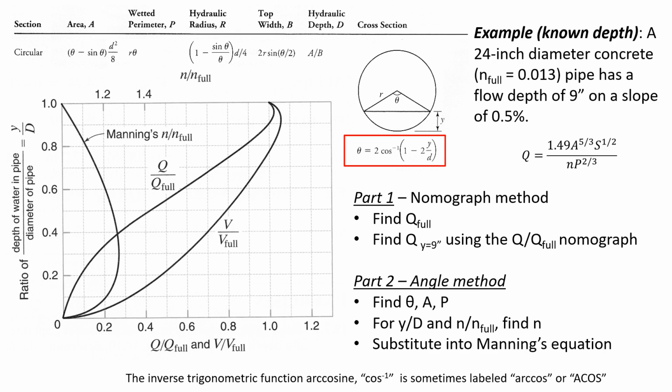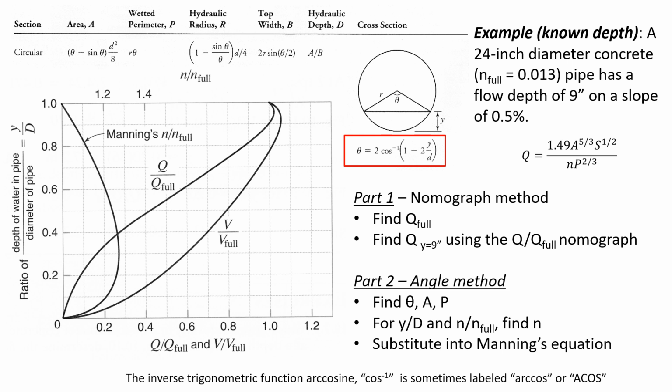Okay, so then part 2, things are going to get a little more complicated. We'll do it by the angle method, where we're going to find what is theta for the conditions that are described. So see this equation that's in red here? That'll allow us to find theta. And there's a function on your calculator called the arc cosine. It's just the inverse of the cosine.